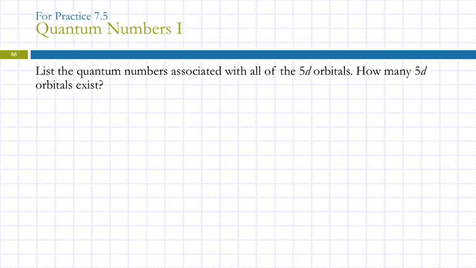Okay, list the quantum numbers associated with all of the 5D orbitals and how many of them exist. Well, let's just start with n. So what is n for a 5D orbital? It's 5, right? And then the next quantum number is L. There's lots of possibilities when n equals 5, but the letter D tells us what L is. So when L is 0, that's S, 1 is P, 2 is D, 3 is F. So L equals 2.